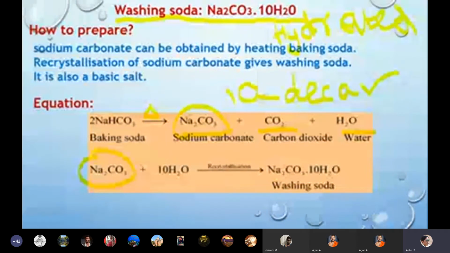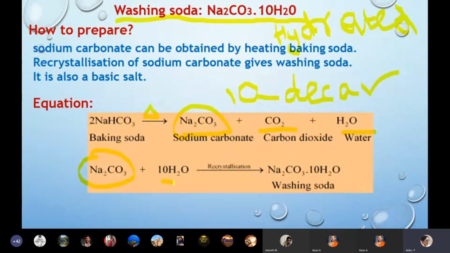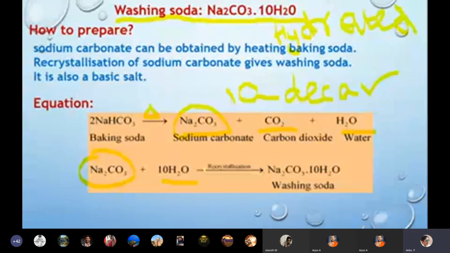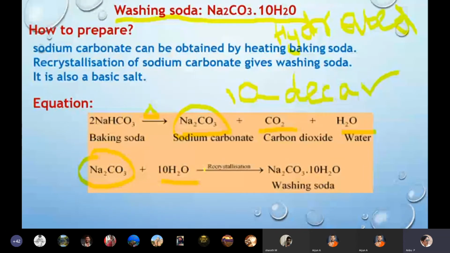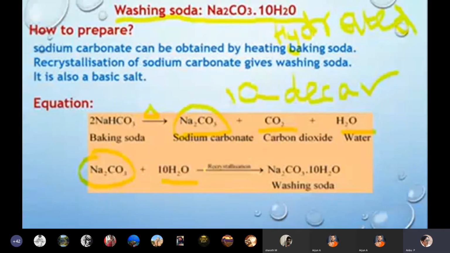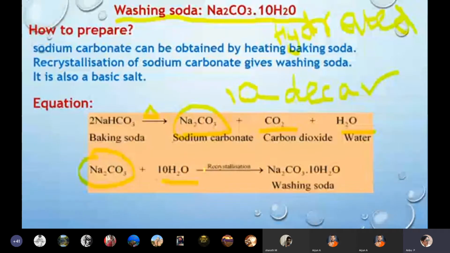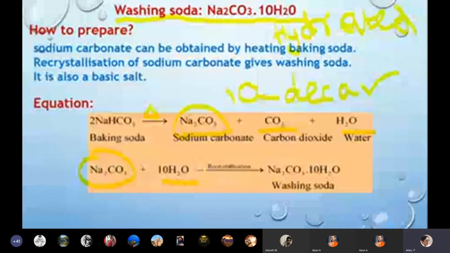recrystallization. I think in junior class you would have learned about the crystallization process. During crystallization, the salt is obtained from impure salt by evaporating the water content. Such a process is called crystallization, where there is complete removal of water molecules from the salt. But there are some salts, we call them hydrated salts. These kinds of salts are converted into crystals by adding a small amount of water molecules. Similarly, washing soda is also added with 10 molecules of water. That means 1 molecule of sodium carbonate is added with 10 water molecules. So it is a 1 is to 10 ratio.